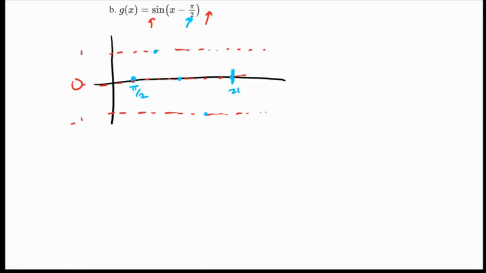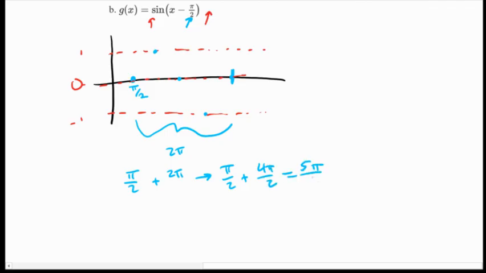Oops, that's wrong. The period is definitely 2 pi, but that means this distance here is 2 pi. So that doesn't mean that our ending point is at 2 pi. This is really going to be pi over 2 plus 2 pi, which is the same thing as pi over 2 plus 4 pi over 2, which tells me that this really should be 5 pi over 2. So here's the first cycle here. Sorry, it's not super symmetrical, but you get the idea.